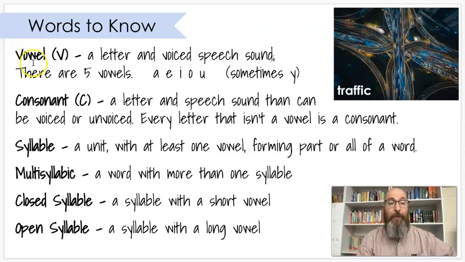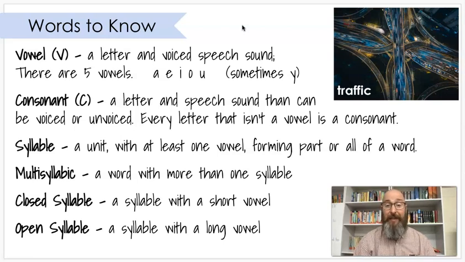The first one is a vowel. We're going to represent that by a letter V. A vowel is a letter and a voiced speech sound. And there are 5 vowels: A, E, I, O, U. You know these. But in closed syllables, which is what we're using this week, they all say the short sound. Can you make the short sounds? A, E, A, and sometimes Y. The next thing I want you to know is consonant. It's also a letter and a speech sound that can be voiced or unvoiced, and every letter that isn't a vowel is a consonant.